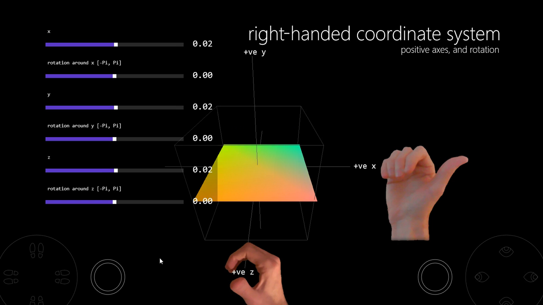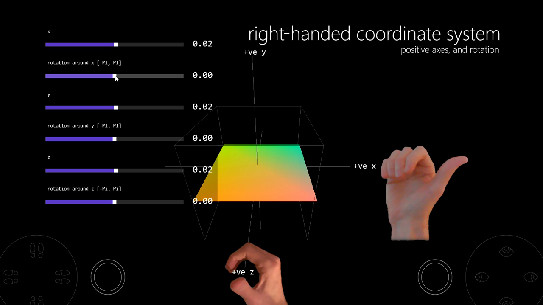And the right hand mnemonic also helps you remember which direction is positive rotation around an axis. So this graphic here helps us remember which direction is positive rotation around the x-axis. We take our hand and point the thumb in the direction of the positive x-axis in this case, and then the fingers are curving in a counterclockwise direction, so that tells us what positive rotation is.